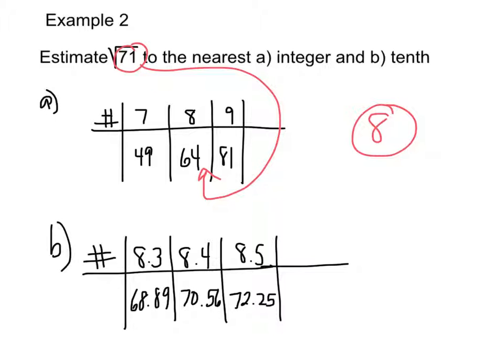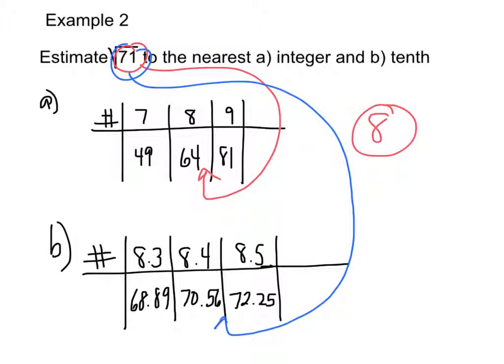Well, 71 is between 8.4 and 8.5. Well, 71 is closer to 70.56. Therefore, to the nearest tenth, the square root of 71 would be closest to 8.4.